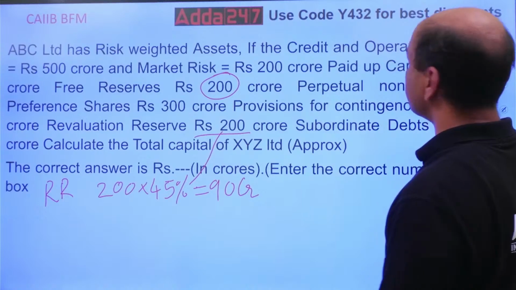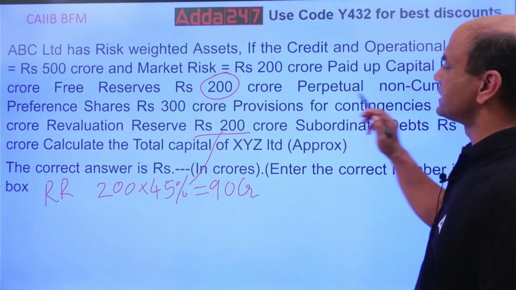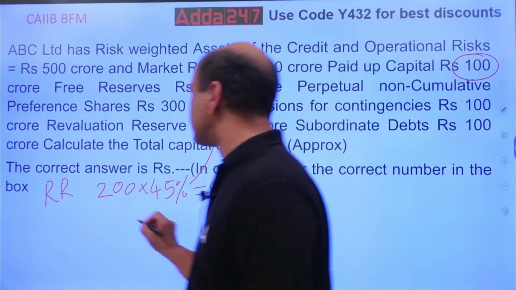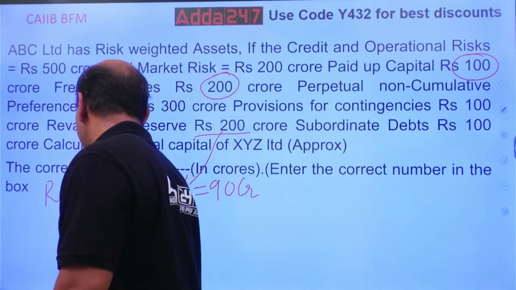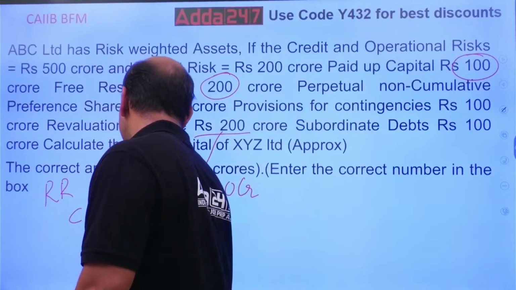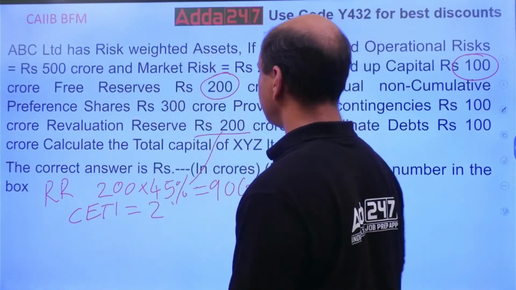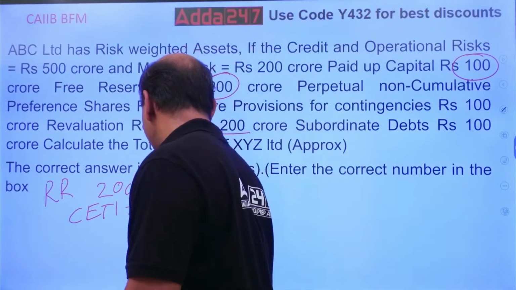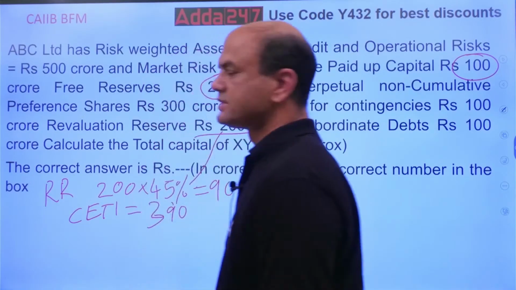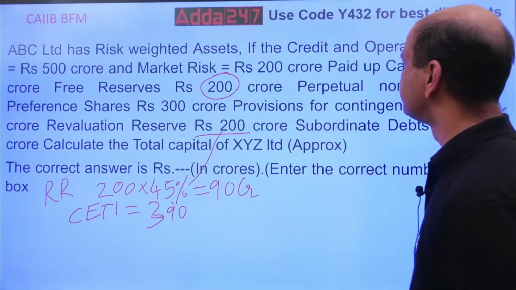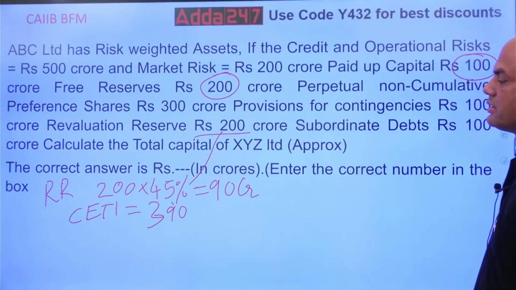So what is the total of CET1? 100 plus 200 plus 90. So 390. 2 plus 1, 3, 390. CET1 is 390. Okay? CET1 is 390. Got it?